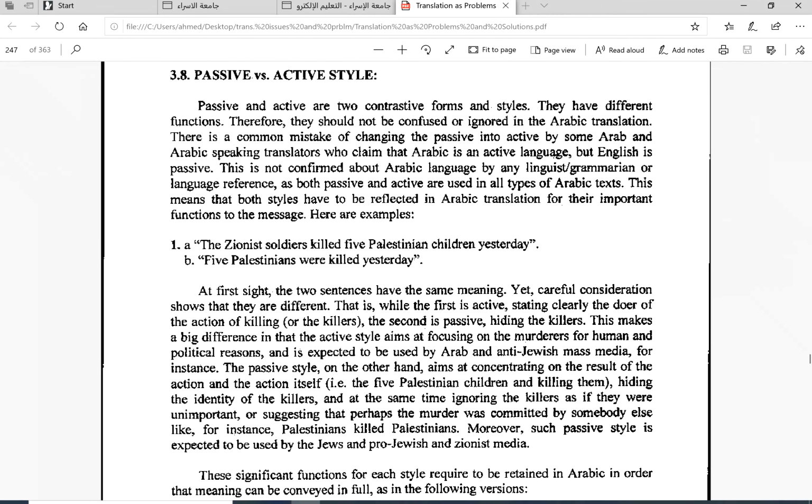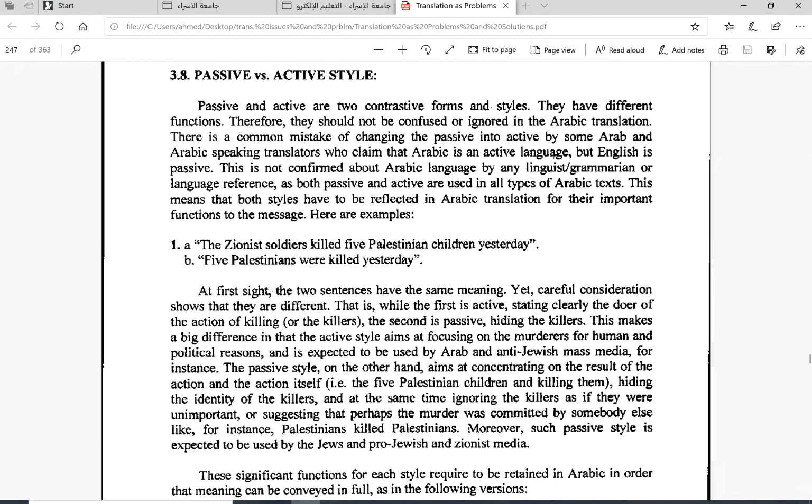There is a common mistake of changing the passive into active by some Arab and Arabic-speaking translators who claim that Arabic is an active language, but English is passive. This is not confirmed about the Arabic language by any linguist, grammarian, or language reference, as both passive and active are used in all types of Arabic texts. This means that both styles have to be reflected in Arabic translation for their important function to the message.